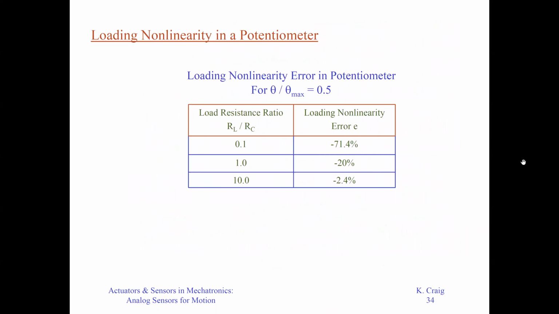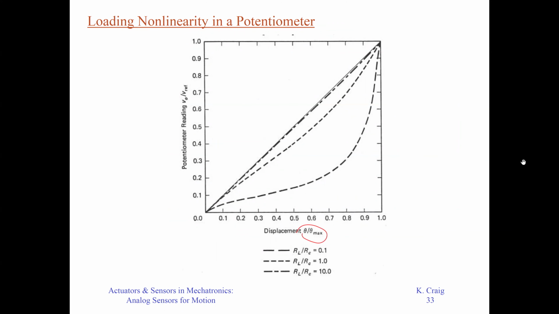What I'm going to get is something like this. This is theta over theta max, and this is V0 divided by VREF. Ideally, they should be linear, but in practice, it's not. That depends on how big your load is. If your load is small, or RC is big, relatively speaking, so if RL is smaller relative to RC, that corresponds to this curve. You can see the error is so big. So whenever you use a potentiometer as a motion sensor, you've got to be careful about this figure. I hope you remember this figure.